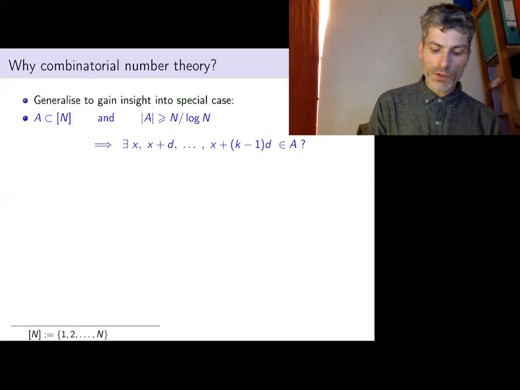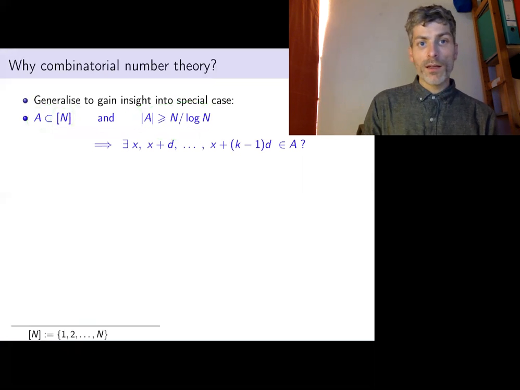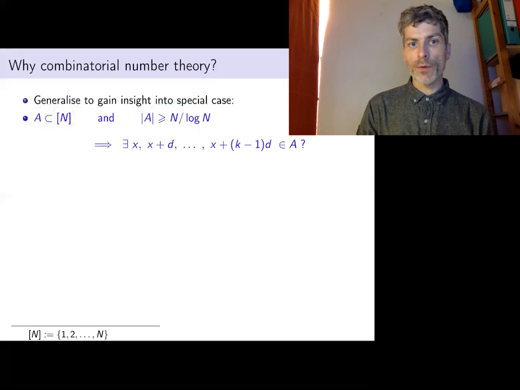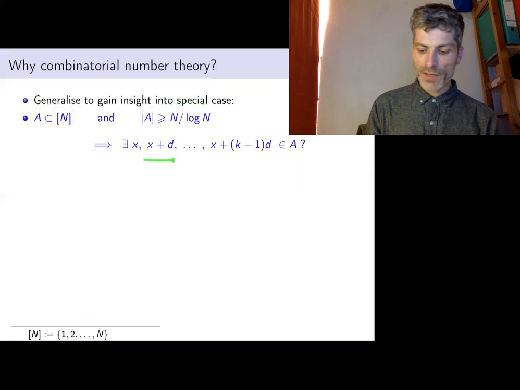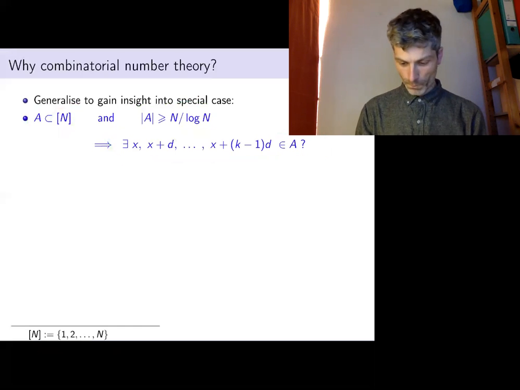Now, given this combinatorial hypothesis, can you deduce something in number theory? We're talking about combinatorial number theory. Can you deduce that your set possesses some arithmetic structure, like an arithmetic progression of length k?